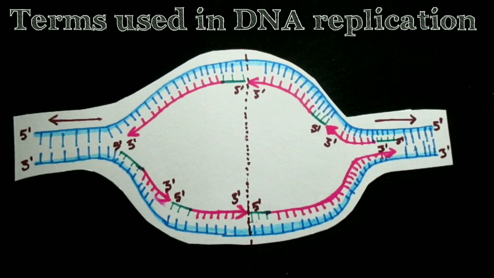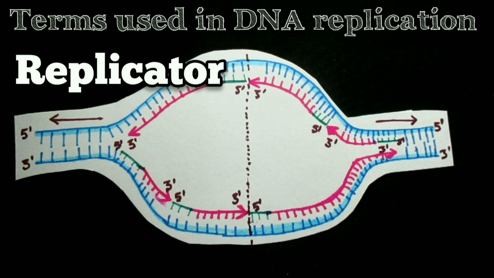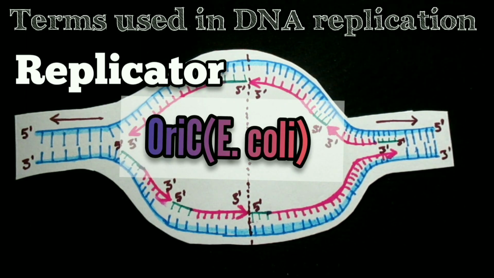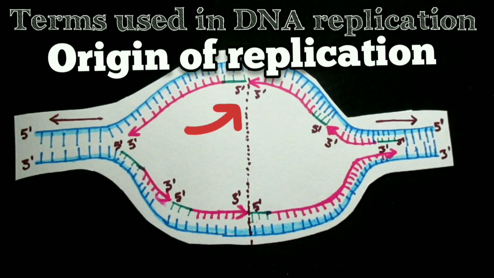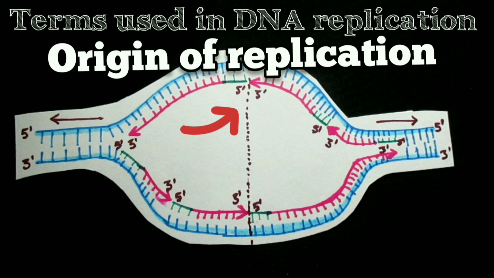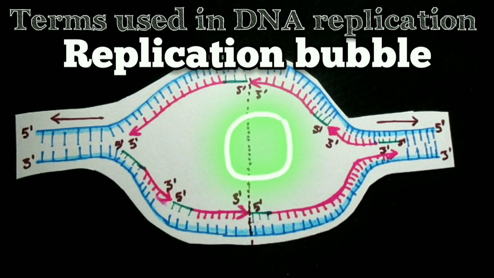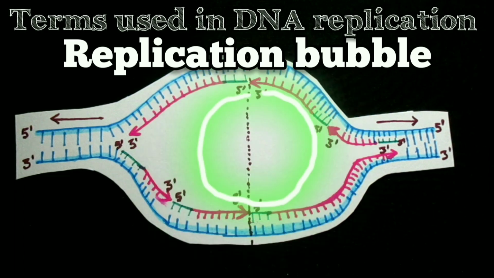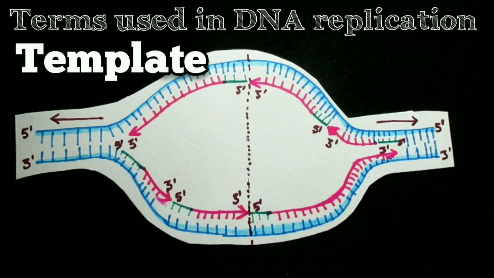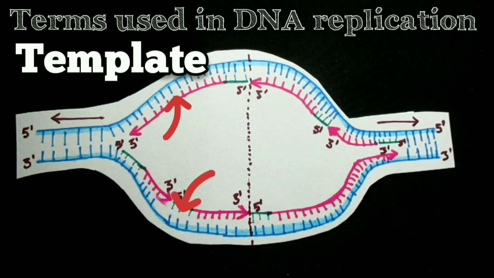At first, replicator: the initiation of replication is directed by a DNA sequence. In case of E. coli, the replicator is oriC. Next term is origin of replication, the specific region where the DNA double helix denatures or melts into single strands. The third term is replication bubble. The locally denatured segment of DNA is called a replication bubble. The fourth term is template strand, the segment of single strands in the replication bubble on which new strands are made in accordance with the complementary base pair rule.